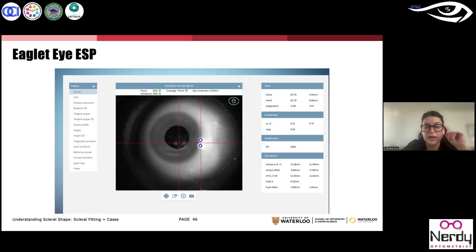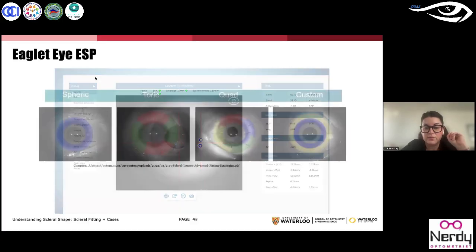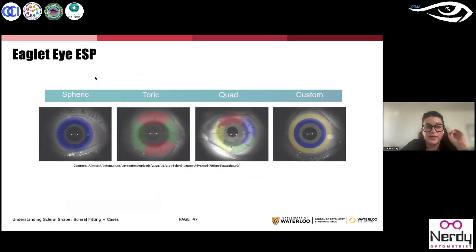Eaglet is also not an automatic capture. You have to press the button when everything's lined up. And just an example there, it will classify the sclera for you into one of those four zones very easily at a glance. So you know what kind of landing zone you're headed for, which can be really helpful.